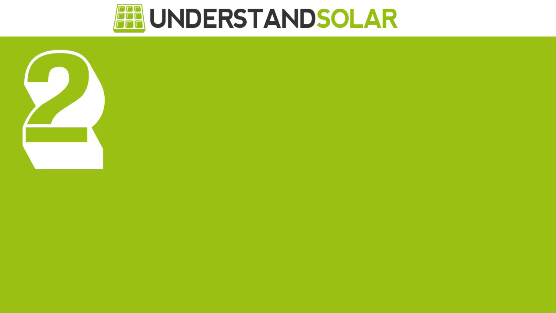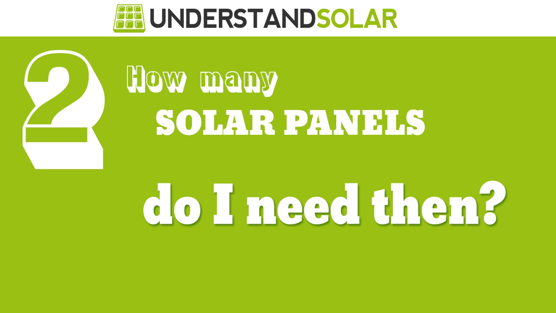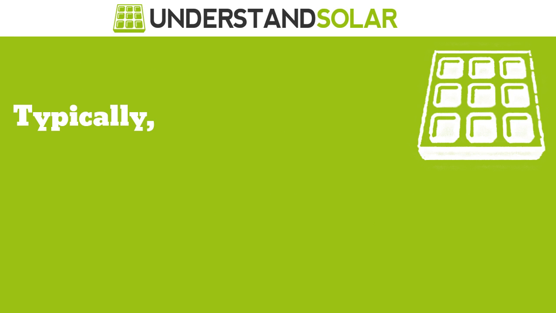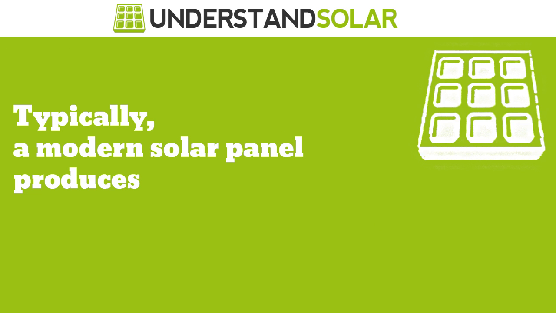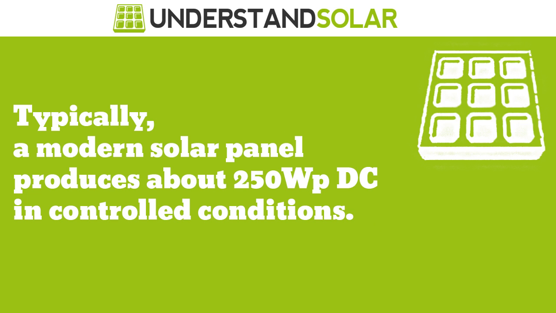How many solar panels do you need then? Typically, a modern solar panel produces between 250 to 270 watts of peak power in controlled conditions. This varies based on the size and efficiency of your panel.